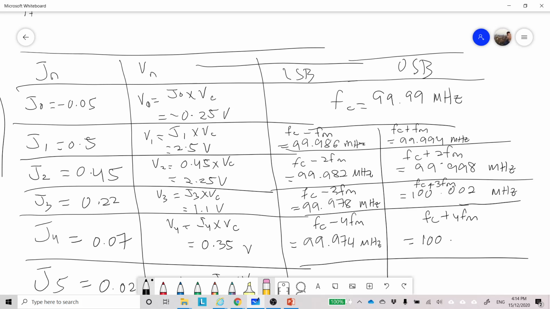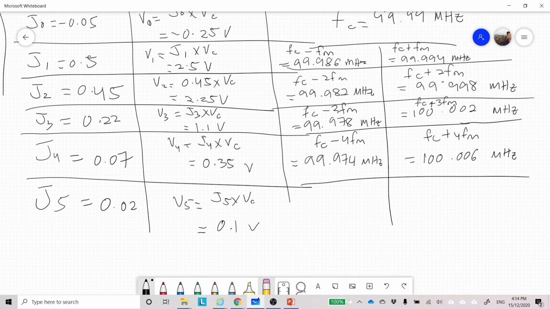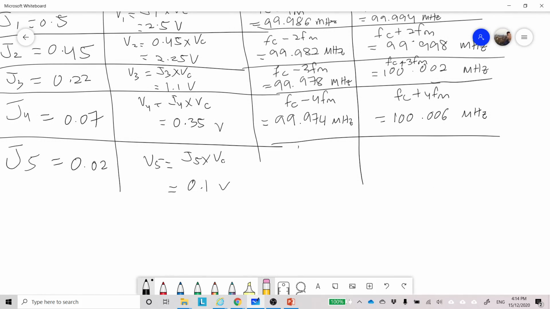So 100.006 MHz. Okay. Ini kena practice congak ni. FC minus 5 FM. Di sini adalah FC plus 5 FM. Okay. So here is 99.970 MHz. Di sini adalah bersamaan dengan 100.010 MHz.